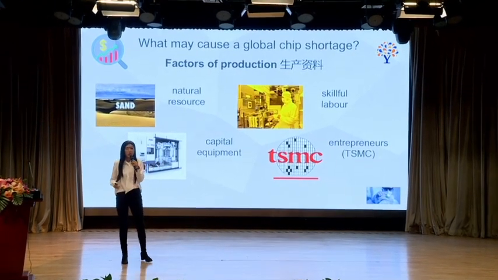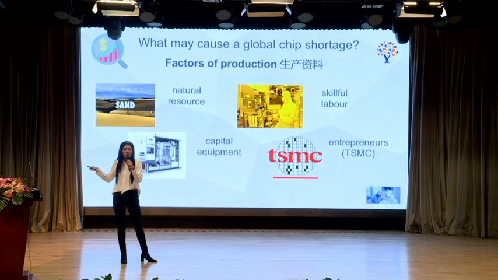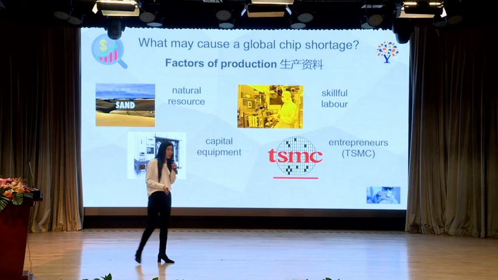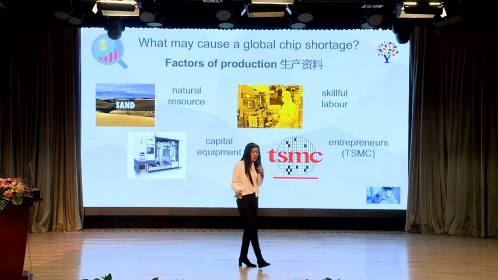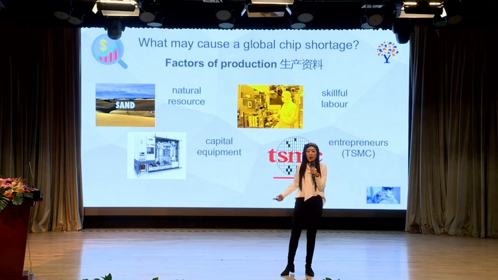First, we need to extract the silicon from the sand. So do you think we have sufficient sand on Earth? Yes? Of course. Sand is actually one of the top 10 most common elements found on the Earth. So that's a good sign.